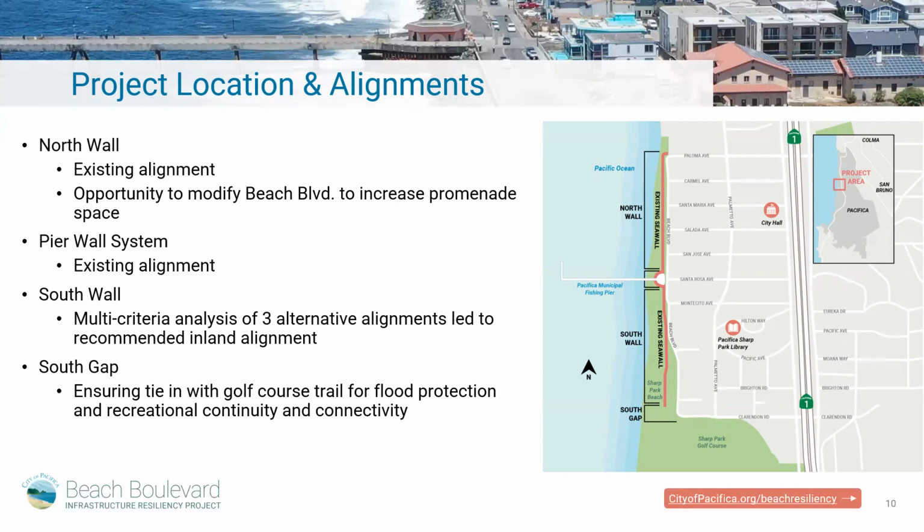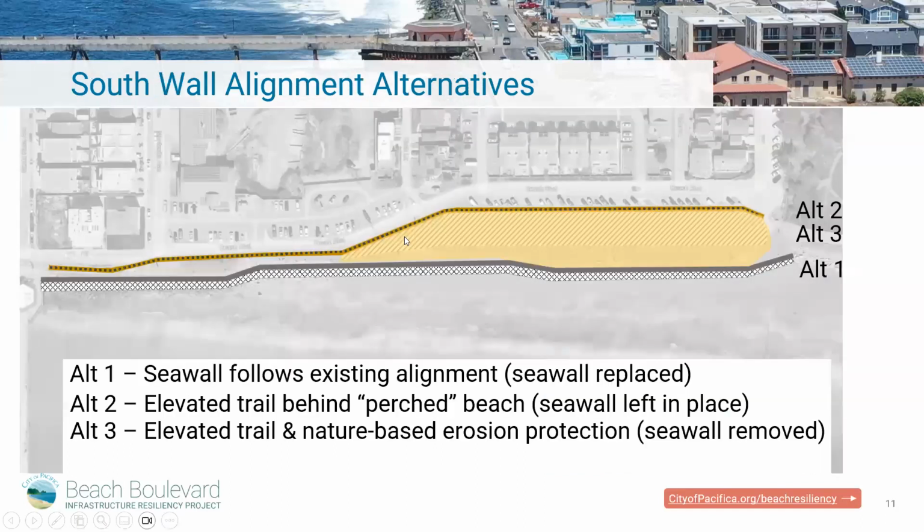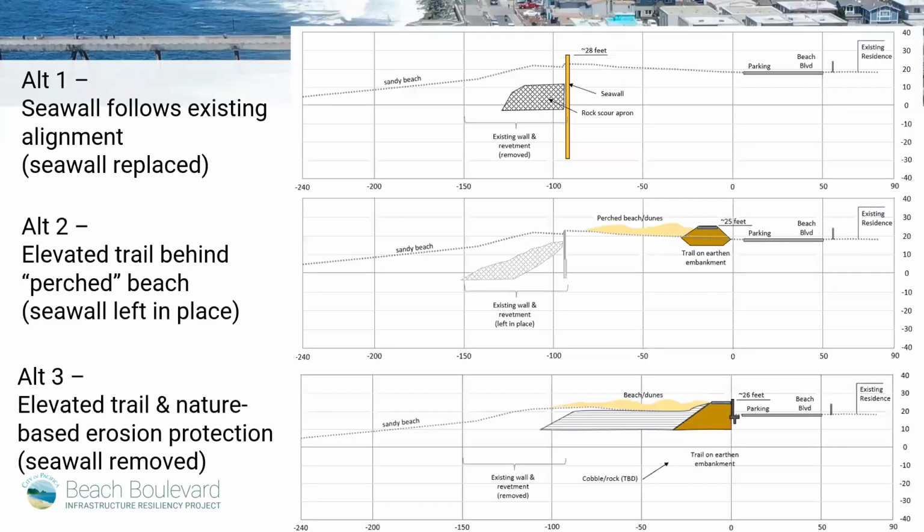So I'm going to spend a little bit of time going through the alternatives we considered at the south end. So we looked at 3 alternatives. Alternative 1 is the seawall generally follows the existing alignment. And then alternatives 2 and 3 follow a more landward alignment closer to Beach Boulevard. The next slide, let's go to the next slide. I think it's a little bit easier to show these in a cross section.